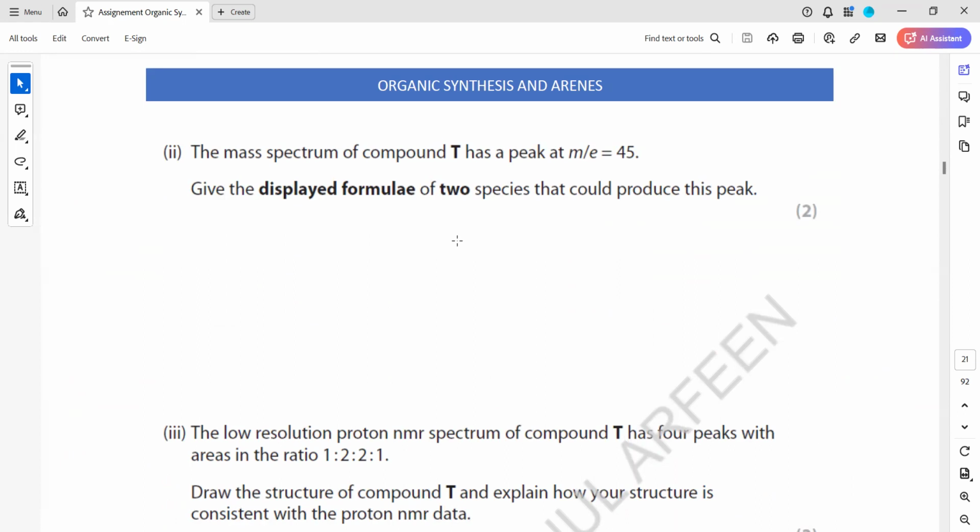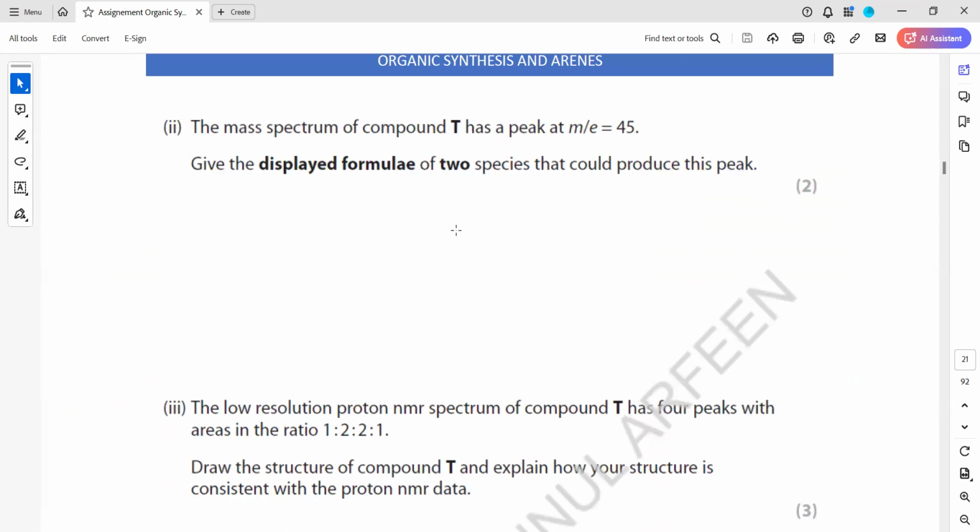The mass spectrum of compound T has a peak at 45. Give the displayed formula of two species that could be responsible. Because it's a carboxylic acid with 3 carbon atoms, and there's another functional group as well, C3H6O3 is there. So it has 3 oxygens. So there might be an OH attached here, or the other group, or maybe a ketone is there. 3 carbons, and 6 hydrogens.